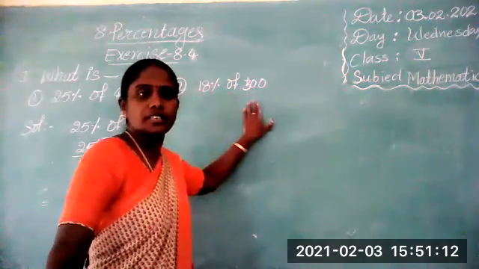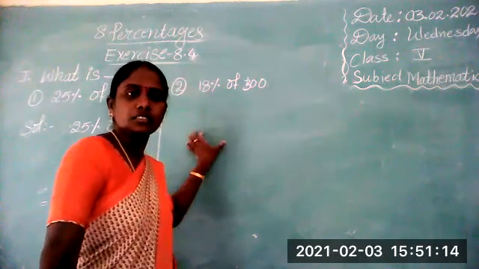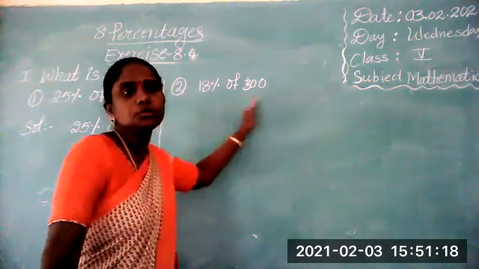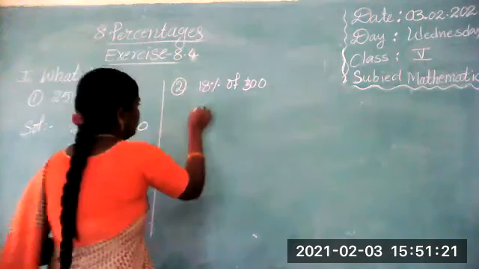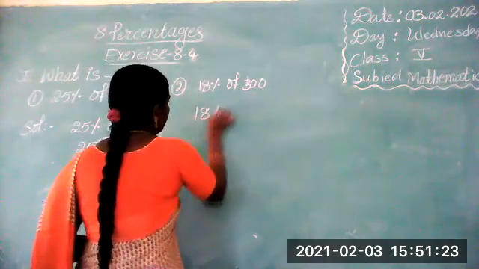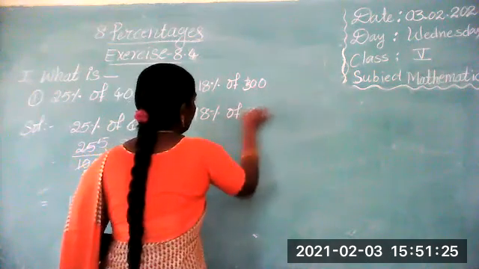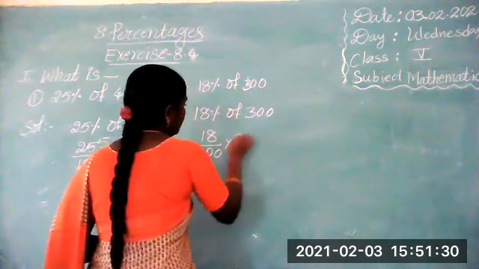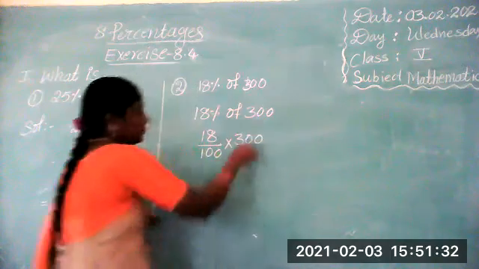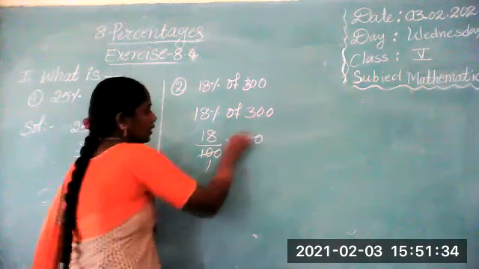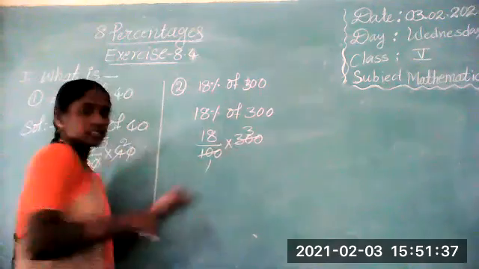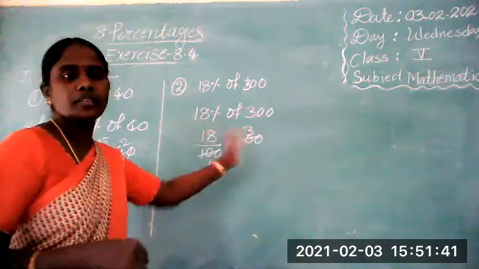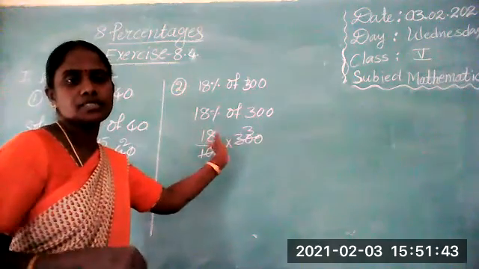18% of 300. Same, 18% is 18 by 100, this 18 by 100 into 300. 100 into 300: 100 one, 100 three. The 2 zeros cancel also. Here 1 and here 3 will come. Okay. Next, the remaining numbers. What is the product of the remaining numbers?